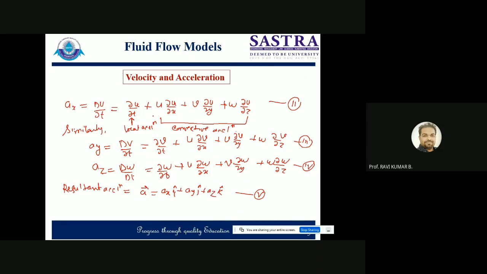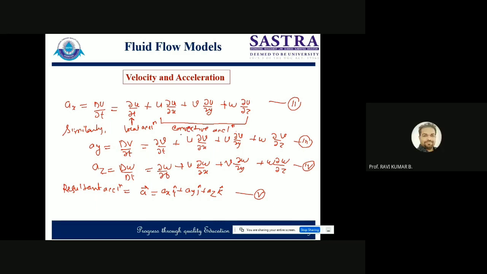So the real flow scenario, when you are simulating it, will be unsteady as well as have some sort of non-uniformity. So if you are going to predict the acceleration for a real flow scenario, you need to consider both. It will be ∂u/∂t, which is local acceleration, plus convective acceleration. Is that clear? Yes, sir. Any doubt in this?